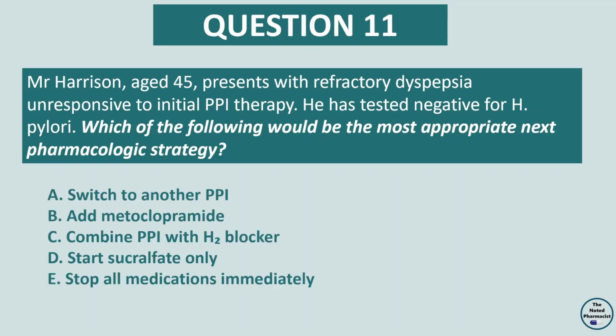Option A, switch to another PPI. Option B, add metoclopramide. Option C, combine PPI with H2 blocker. Option D, start sucralfate only. Option E, stop all medications immediately.